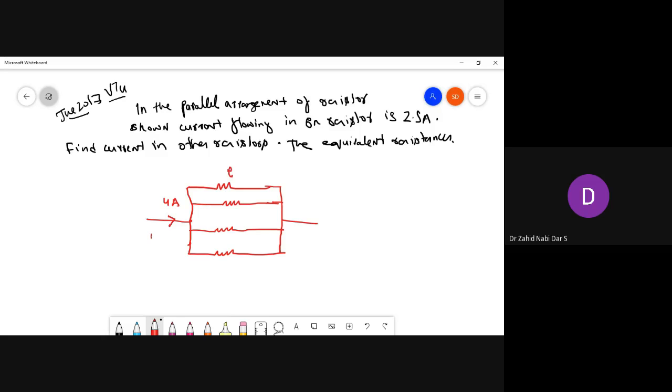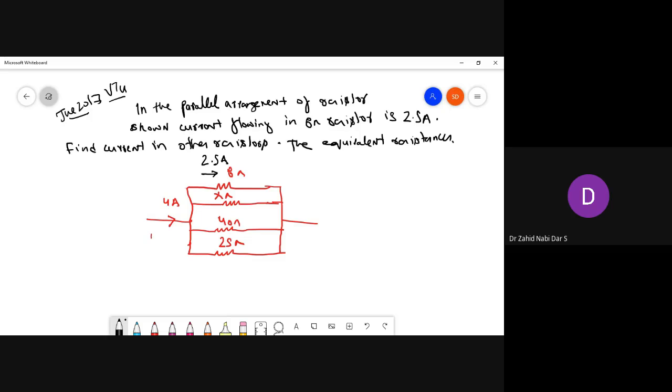See, this is 8 ohms. This is X ohms, 40 ohms and 25 ohms. Now how do you do this? First of all, this is a parallel arrangement. And what it states is that the current flowing in the 8 ohm resistor is 2.5 amperes. So here, the current in the 8 ohm resistor is 2.5 amps. And the equivalent resistance.